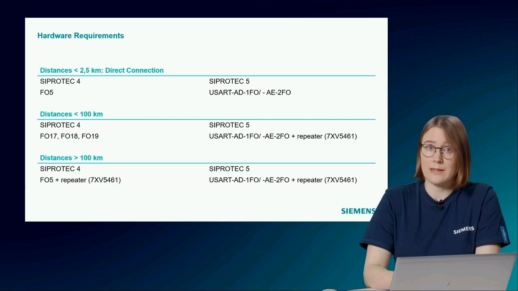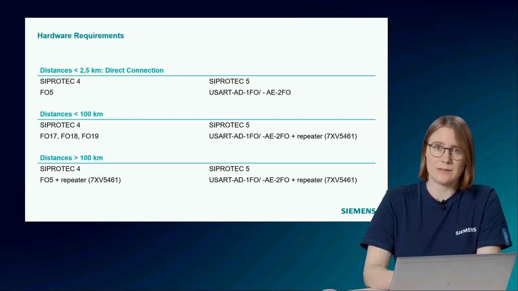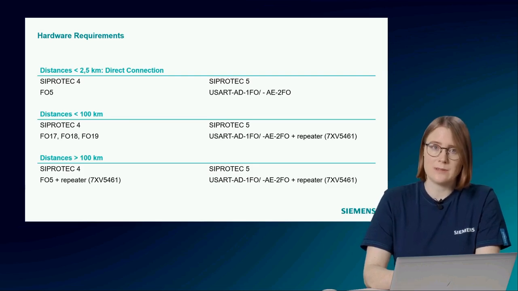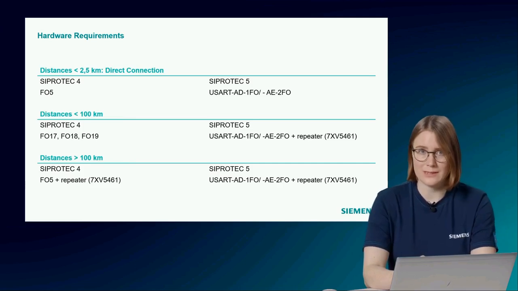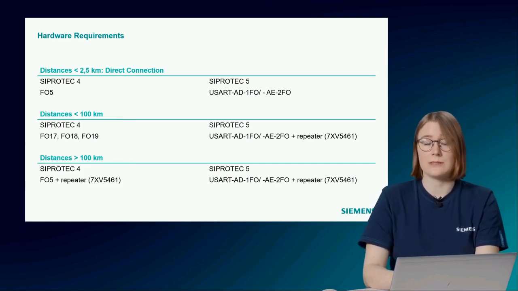For distances greater 100 km, you need a repeater type 7XV5461 on both sides, and accordingly a FO5 module on CBOTEC 4 side for the connection to the repeater.